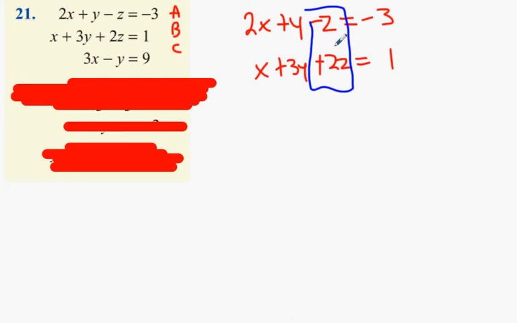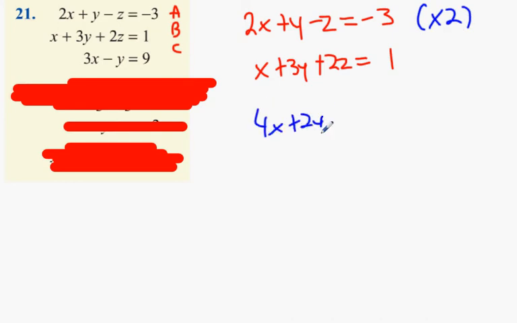If the top one was multiplied by 2, it'd be minus 2z plus 2z, and they cancel. So what I'm going to do is multiply the top equation only by 2. So I'm going to get 4x plus 2y minus 2z equals minus 6. The bottom equation stayed the same. Now what happens now?